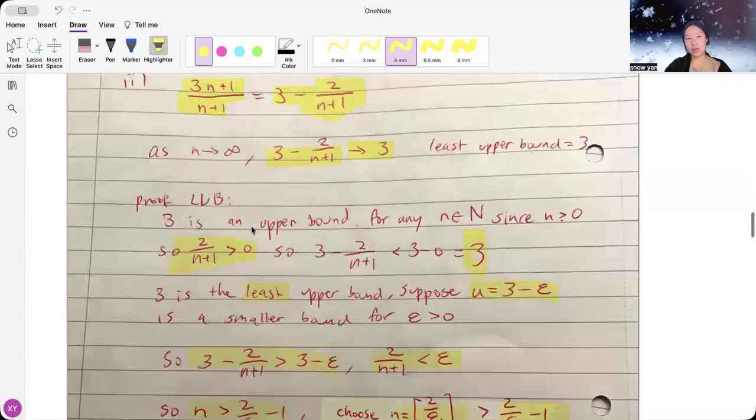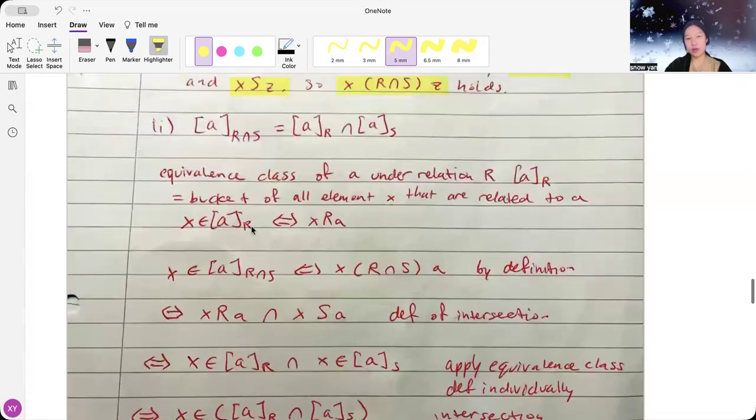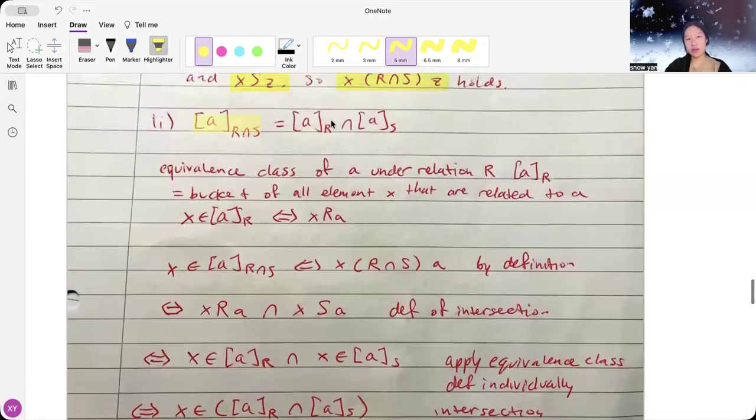So it's just breaking it down into two parts. What we can do for this is just go by the definition, right? The equivalence class of a relation R is this. And this basically means that it's the bucket holding all of the elements X that are related to A.